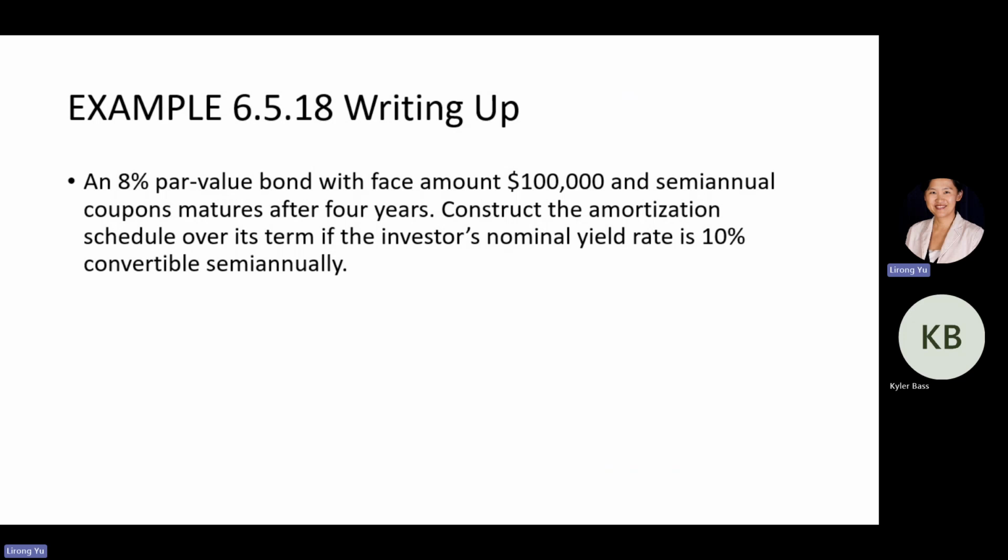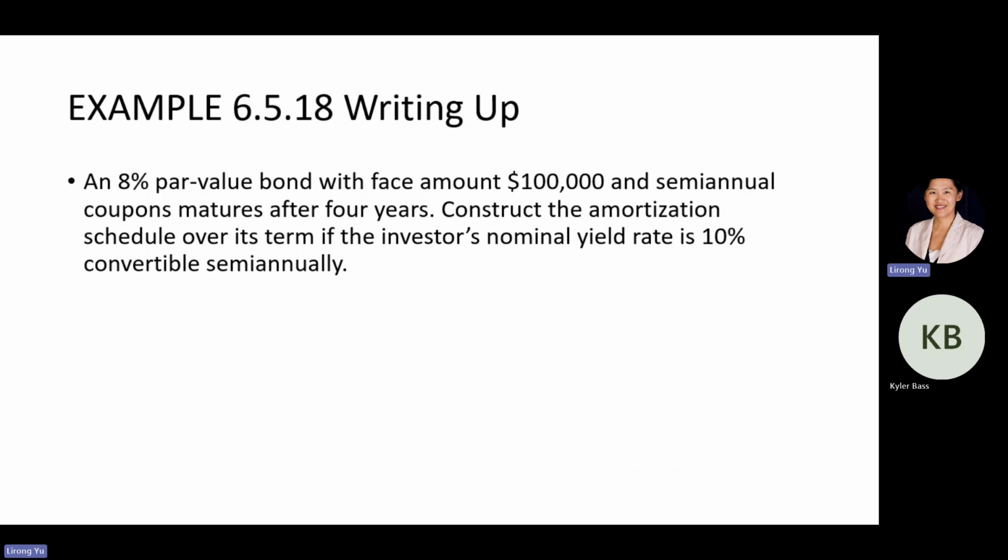And there's also another situation called writing up, because in the question we have a par value interest rate of 8%, and we wanted a yield rate of 10%. 8% is smaller than 10%. That's why it's called writing up, because your book value will go up, up, up. So it's going to be an increasing function because the 8% is smaller than 10%. The coupon rate is lower than the interest rate.